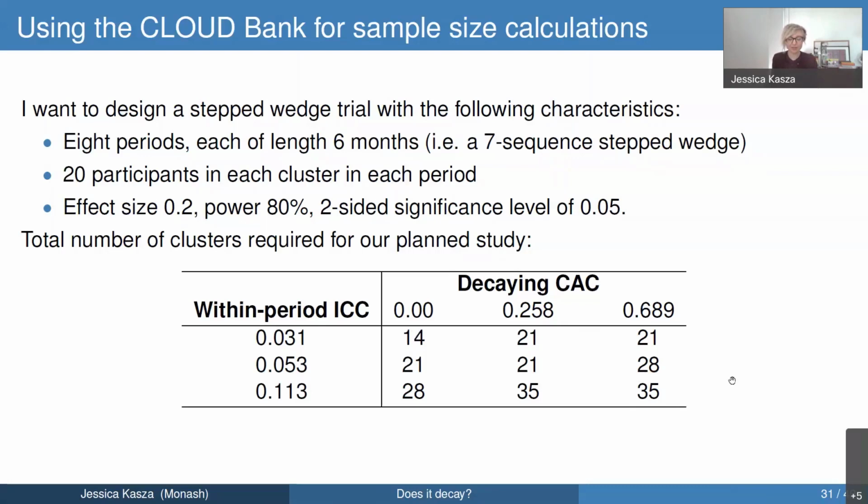So I suppose what you would do then is you would go to the researchers who you're working with, or consider for yourself, what numbers here are feasible for your study, and then work out how robust your sample size, how robust the number of clusters in your study will be to these varying parameters.